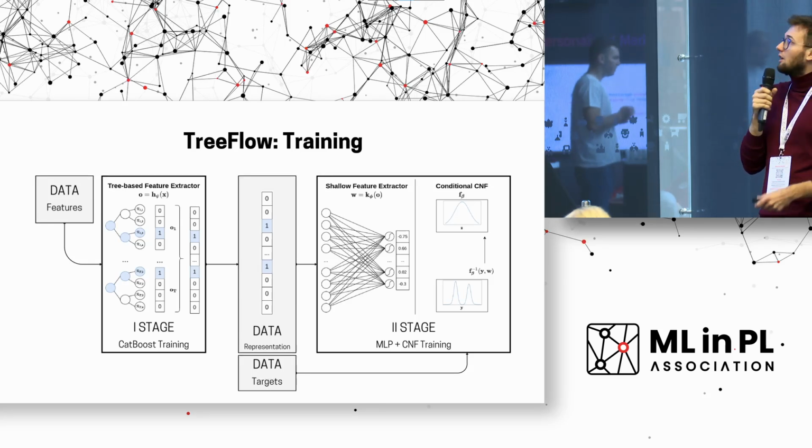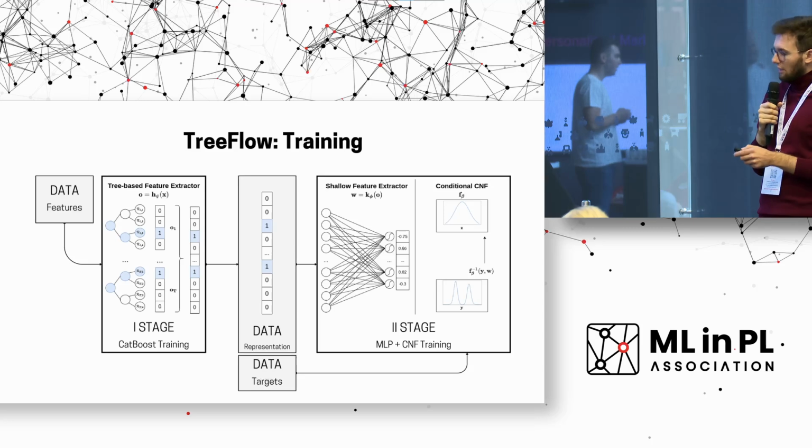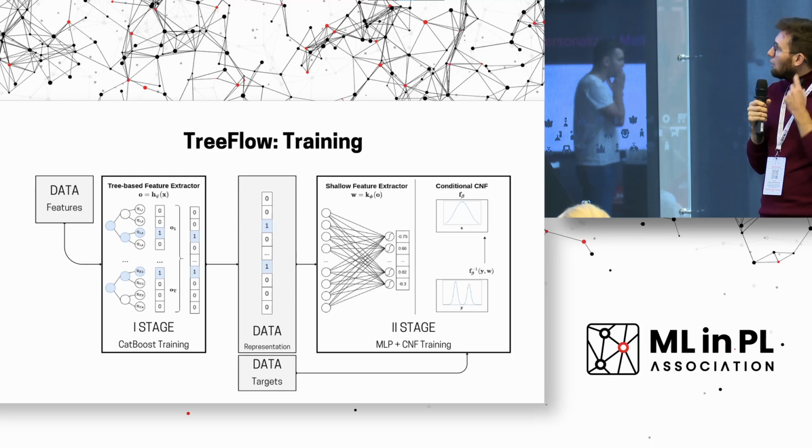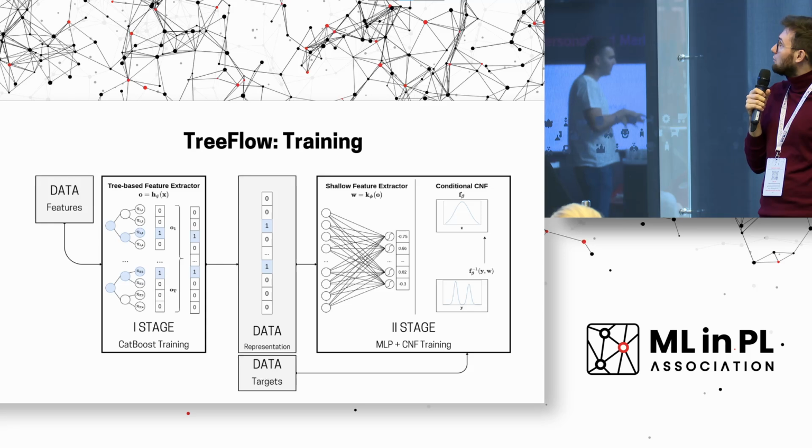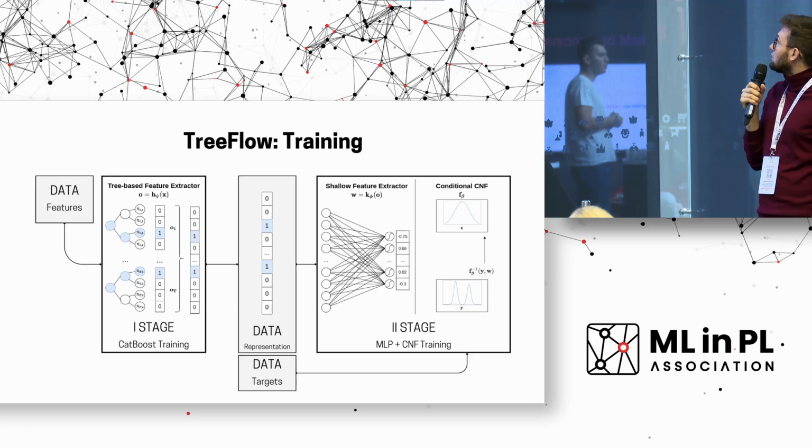We are just taking the encoding of in which leaf the sample landed. We also add the targets. And in the second stage, we are training the shallow feature extractor, so this MLP, and the conditional continuous normalizing flow. So we've got the representation here, and here we've got the targets, and we are training this part of the network, and we are doing the backward pass, let's say, of the distribution from the complex one to the simple Gaussian.